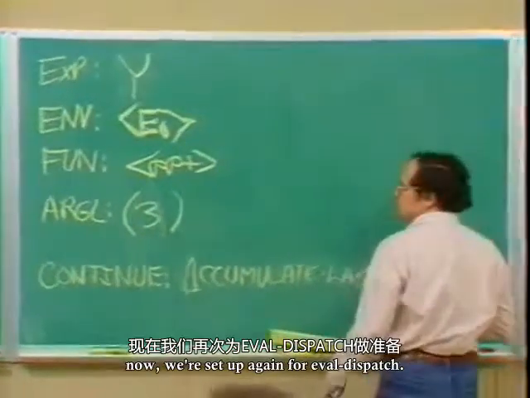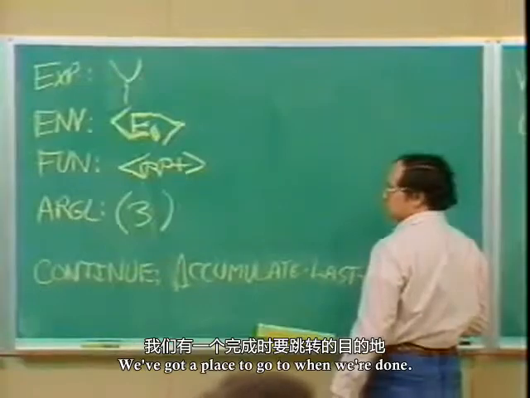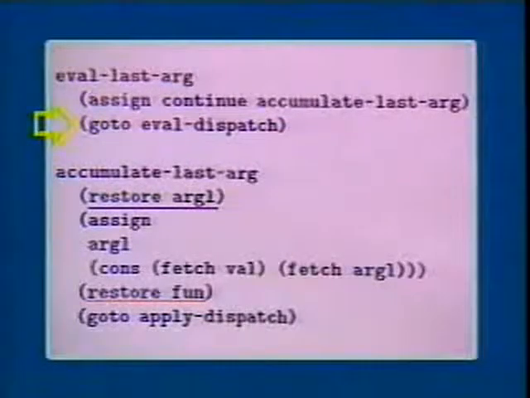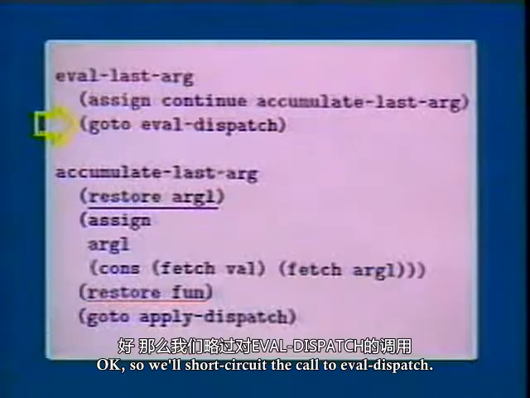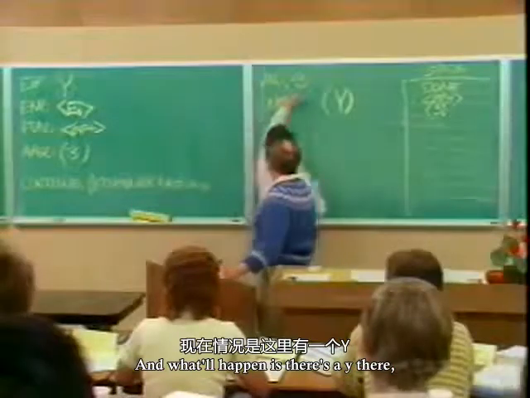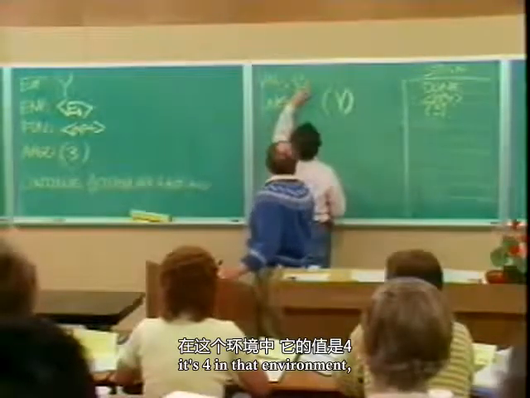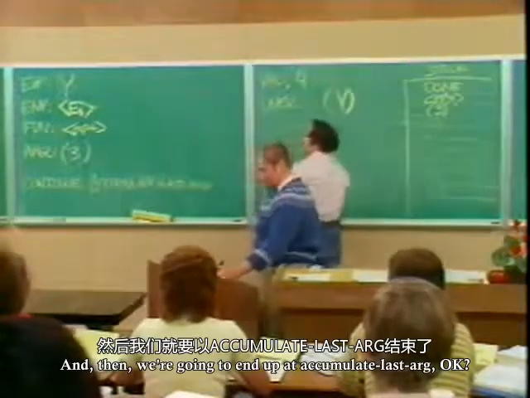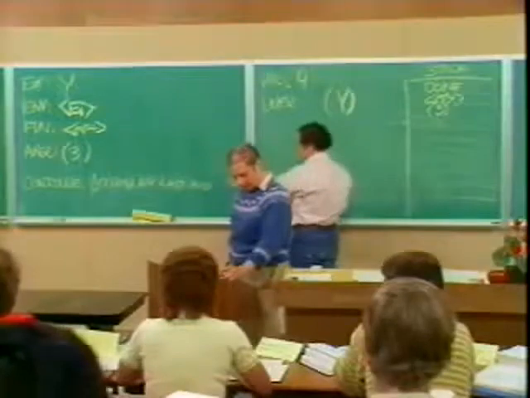Now we're set up again for eval dispatch. We've got a place to go to when we're done. We've got an expression. We've got an environment. So we'll short circuit the call to eval dispatch. What will happen is there's a y there. It's 4 in that environment, so val will end up with 4 in it. And then we're going to end up at accumulate last arg.